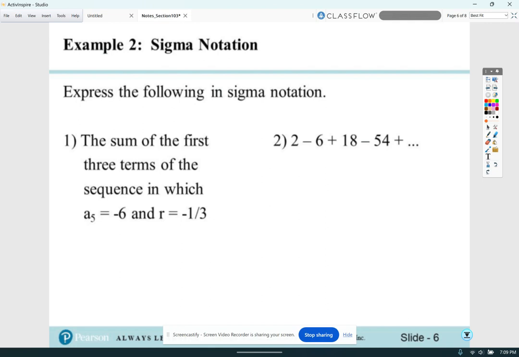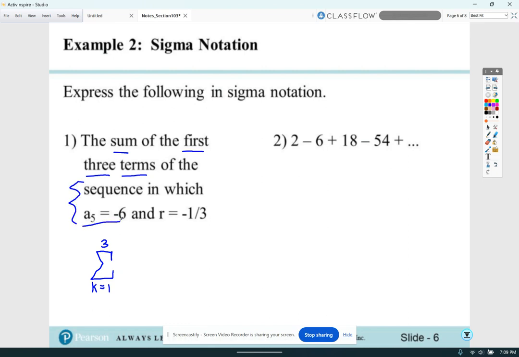So let's see what I'm going to do here. They don't tell me what letter to use, so I'll use K, but you can use I or whatever you want here. I know I want the sum of the first 3 terms of the sequence, so I'm going to go from 1 to 3. That'll give me the first 3 terms. Now remember what follows the sigma is a formula that's going to represent the sequence. It's going to generate the first 3 terms of the sequence.